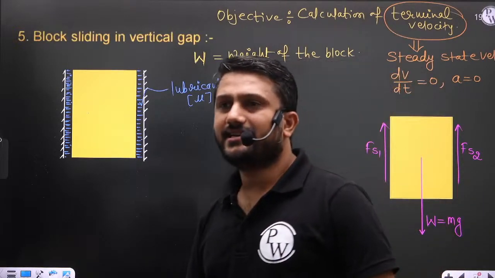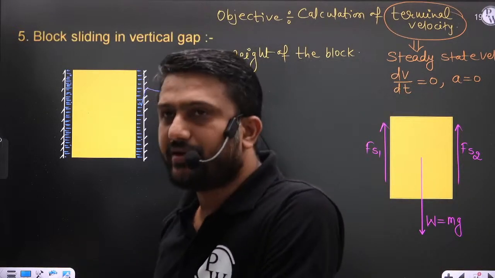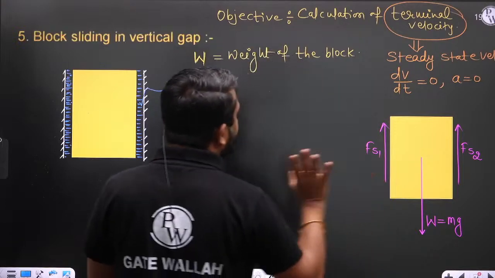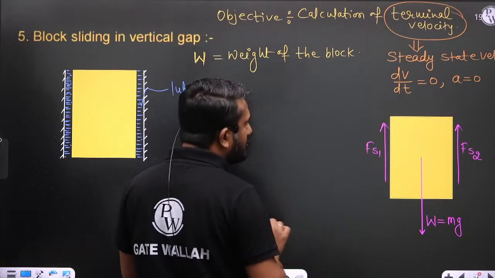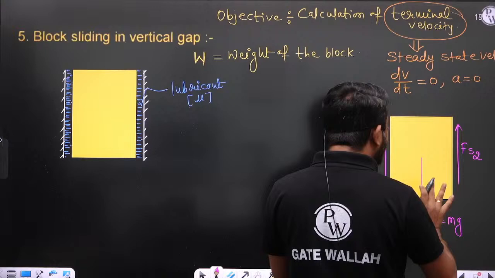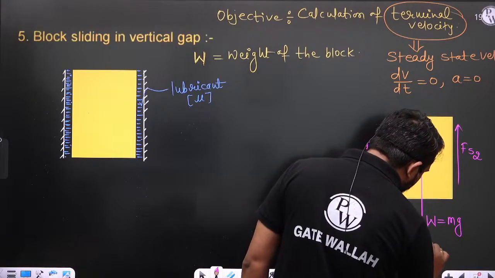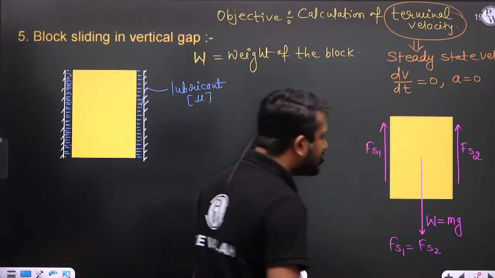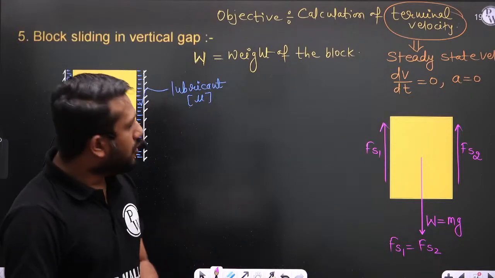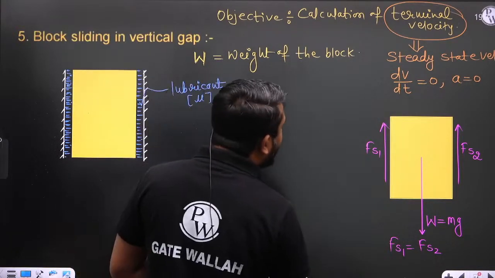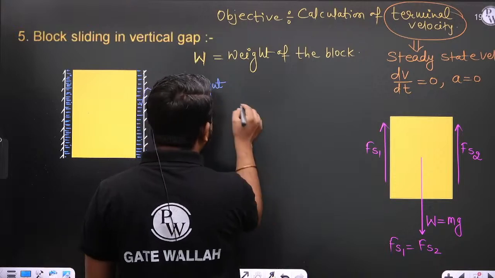Since it is a symmetric problem, we can simply say that Fs1 is equal to Fs2. There is no problem with that, right? Now, can we write the equation of motion? Yes, absolutely we can.